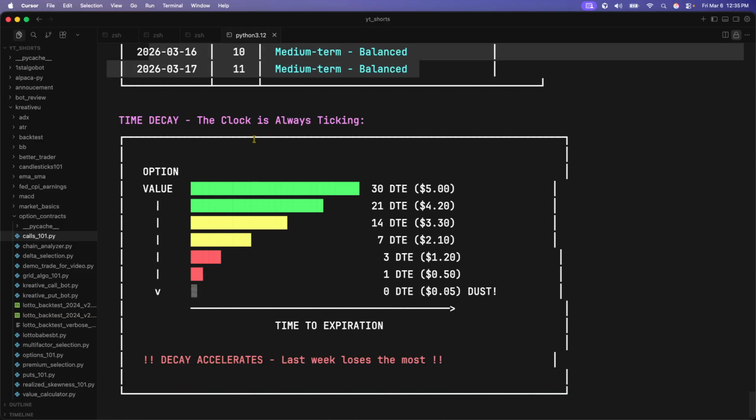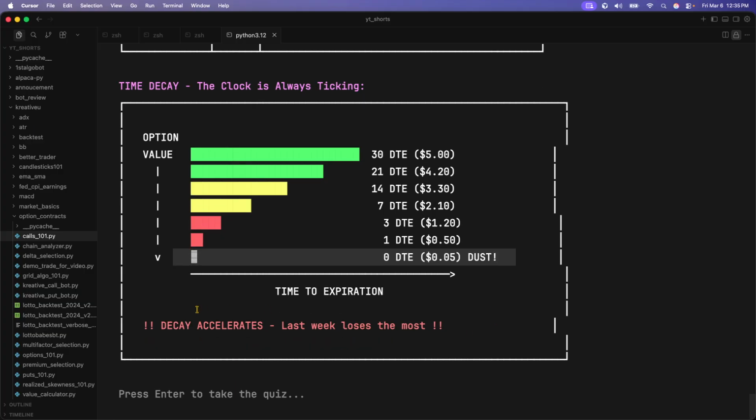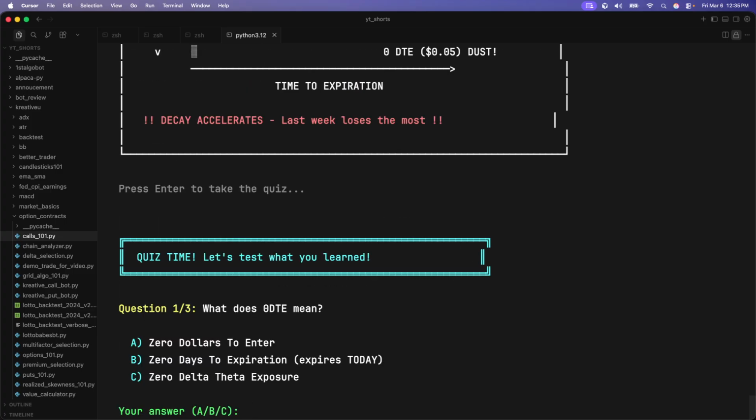So time decay, the clock is always ticking. So 30 days, we're looking at $5, and then 21 420. So as you can see, with the more time you have, the more value that's going to be in the option contract. Less time, you're going to see it almost becomes dust, right? You still have some money, but bar none is nothing for what you pay. So Delta accelerates. Last week loses the most. That's one thing you want to be able to keep in mind.